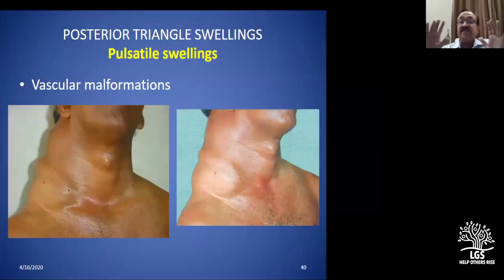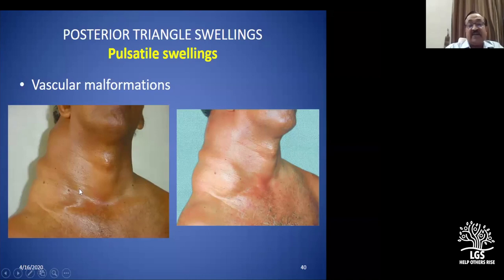The posterior triangle is also a site for pulsatile swellings with vascular malformation, when I say arteriovenous malformation. Remember, if this is a short case for you, you know how I am going to present this. Look at that. In fact, it was a very, very pulsatile swelling. The patient was afraid of surgery. He had been advised surgery 15 years back. Obviously, there was some amount of risk about 15 years back.